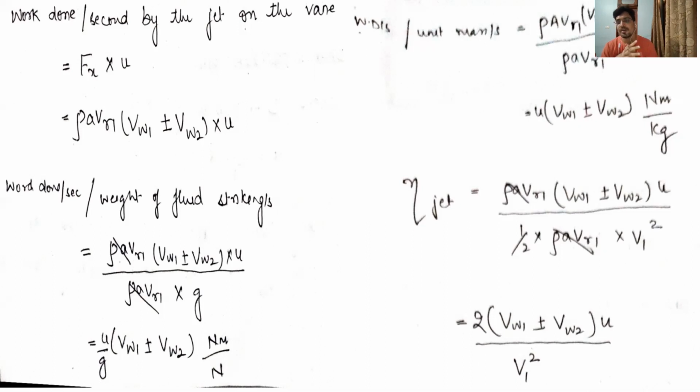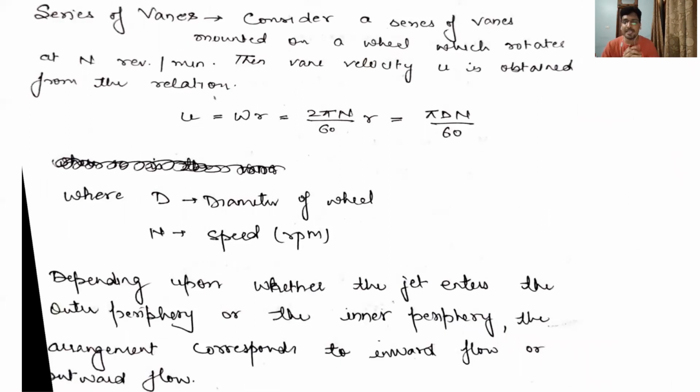Now, if we take a single jet, then what will happen? We cannot use the full mass flow rate. So what we have to do, we have to use a series of vanes. So now we will take the case of a series of vanes. Consider a series of vanes mounted on a wheel. If this is a wheel and there are a number of curved vanes mounted on it, and this is moving, we can utilize the full mass flow rate coming out from the nozzle.